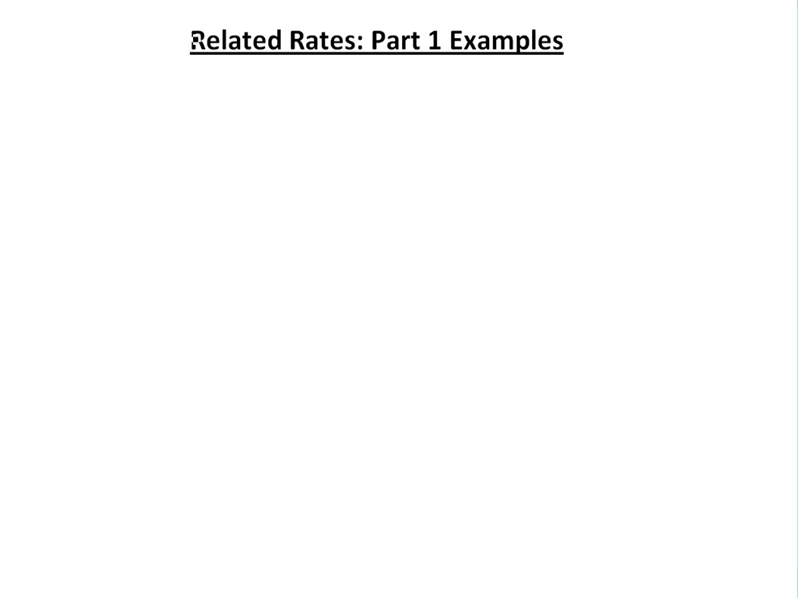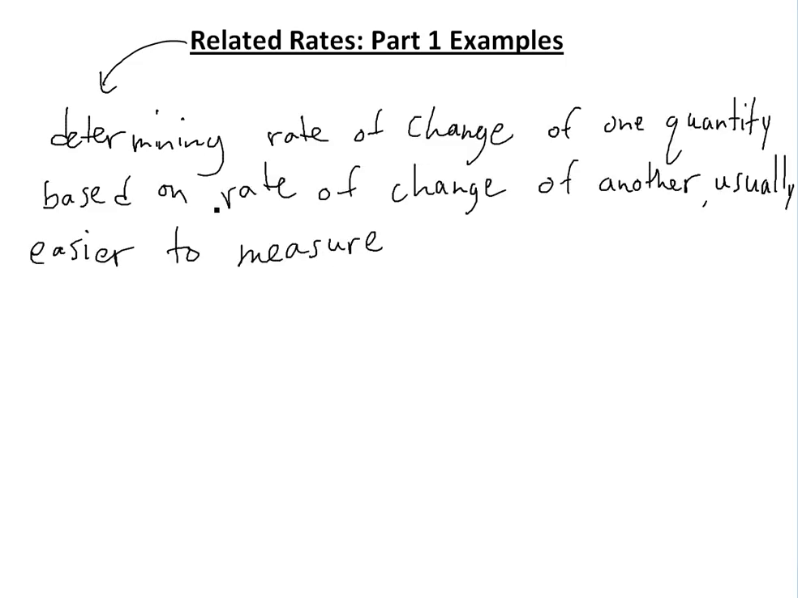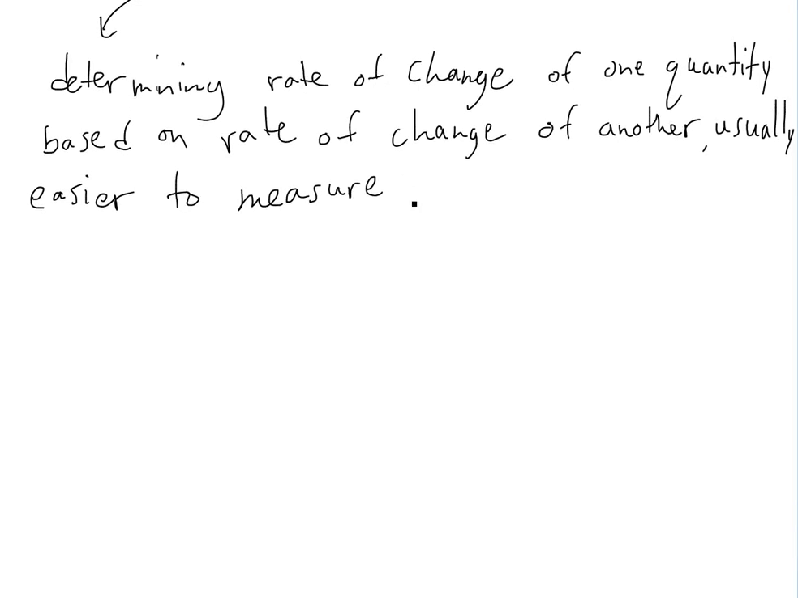So basically, related rates means you determine the rate of change of one quantity based on the rate of change in another quantity, which is easier to measure. So I'll just write this down. Okay, so I just wrote it down right here. It's basically determine rate of change of one quantity based on rate of change of another, usually easier to measure. What I mean by this is, well, we'll look at an example here.